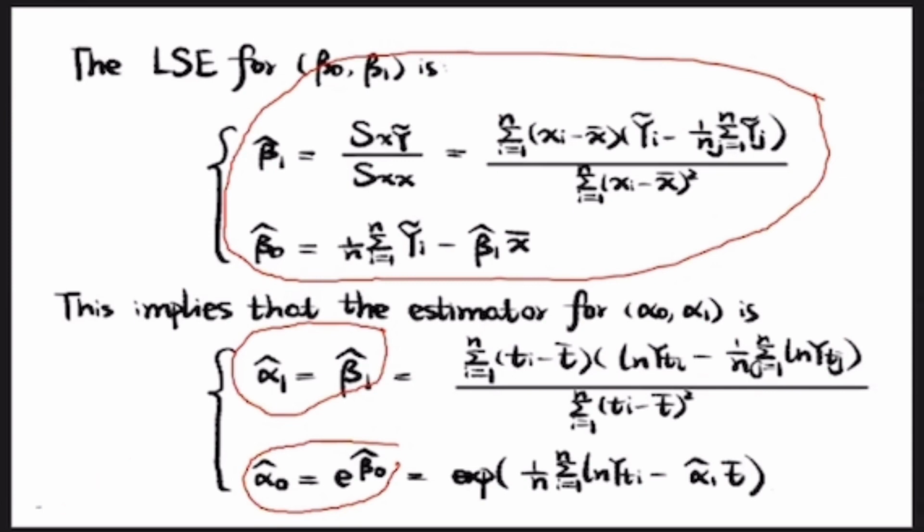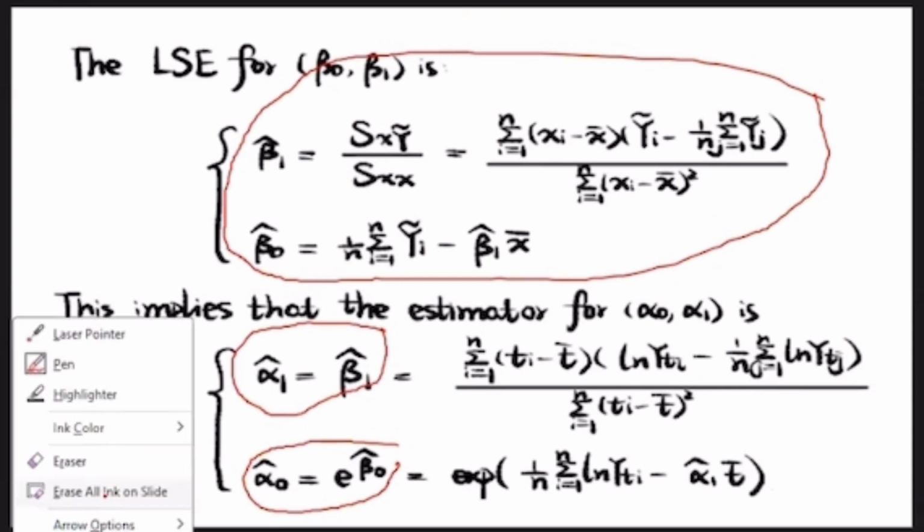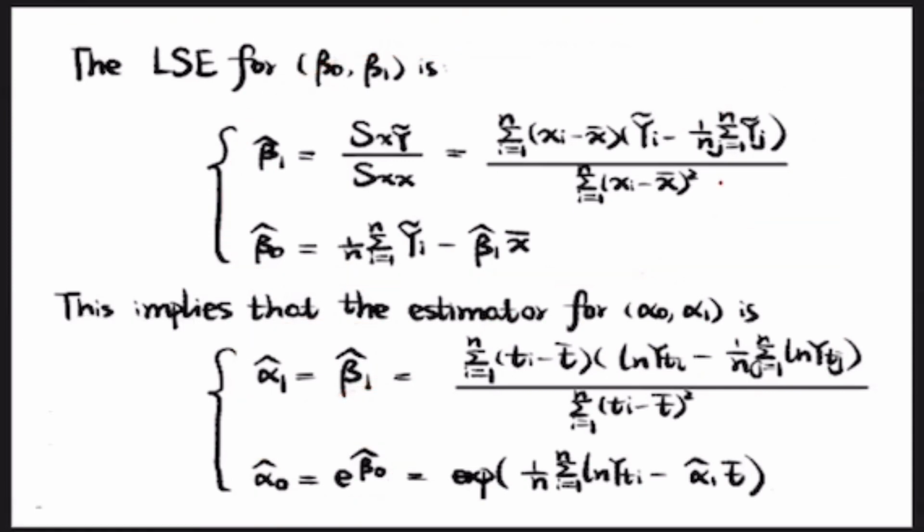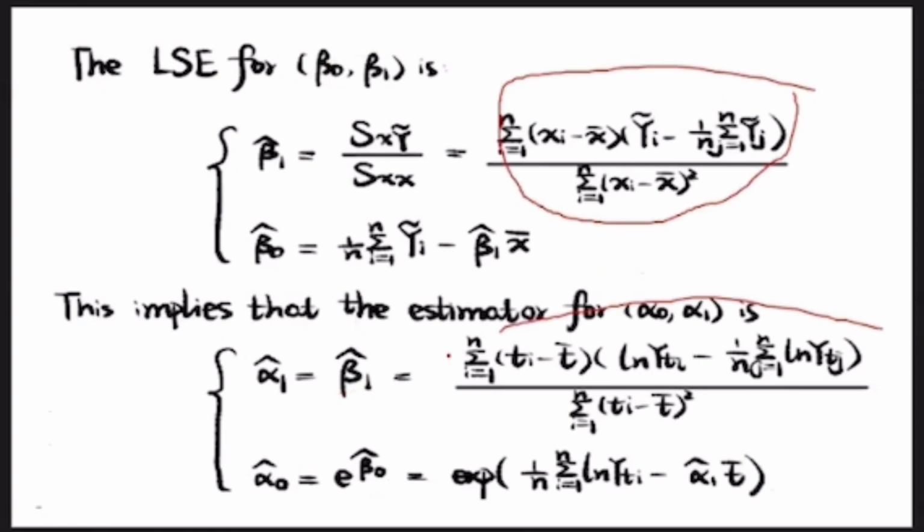If you compare the two now, you're actually going to see that if you compare this guy with this guy, wherever you see x, it will be replaced by time t. Time t is an independent variable. And of course, the log of yt will replace yt. And that is what you can see.